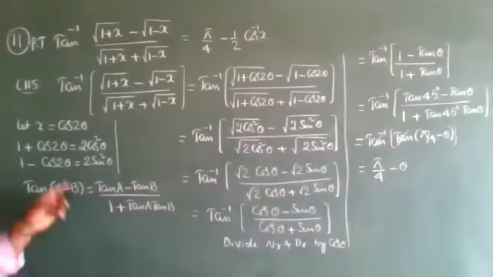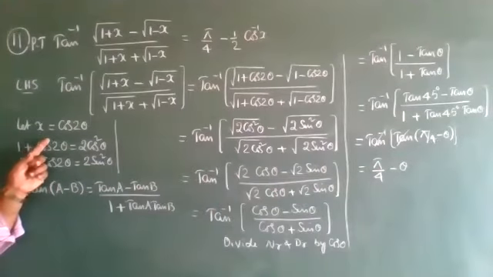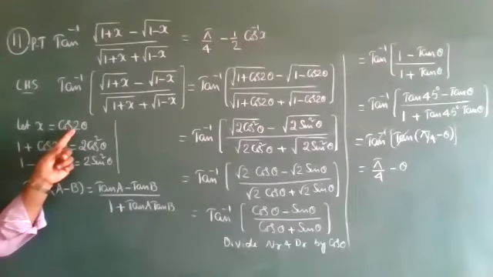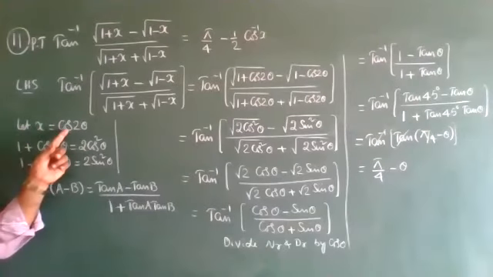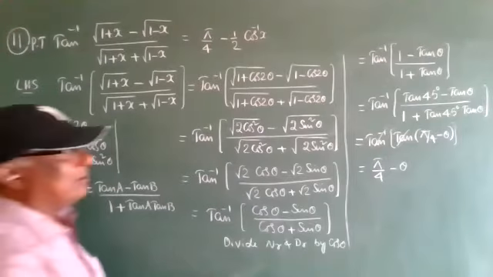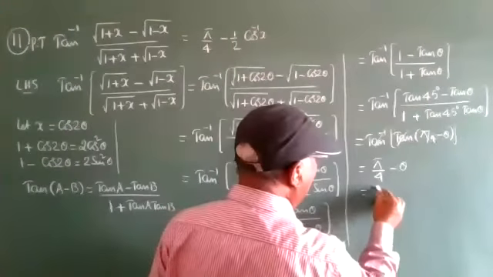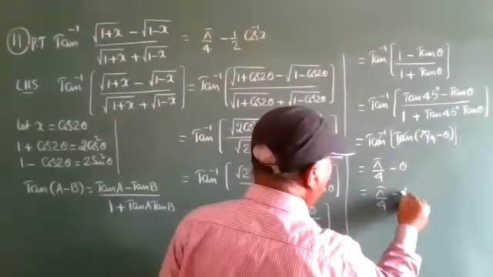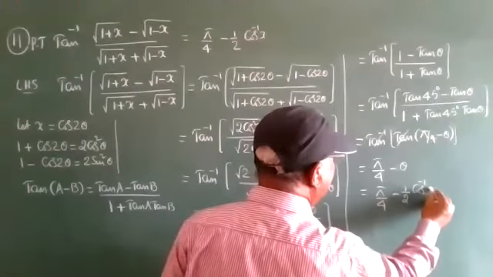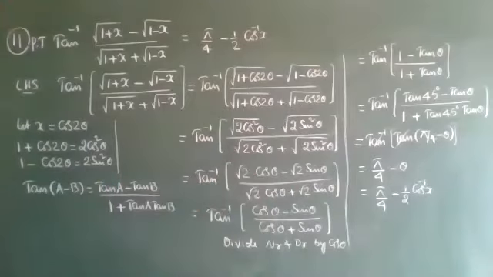What is the theta value? See here. Cos inverse x is equal to 2 theta, so theta is 1 by 2 times of cos inverse x. So pi by 4 minus 1 by 2 times of cos inverse x. Okay? This problem also completed.